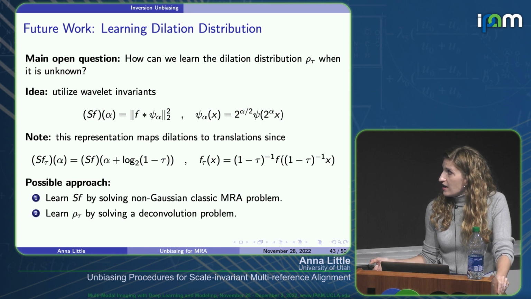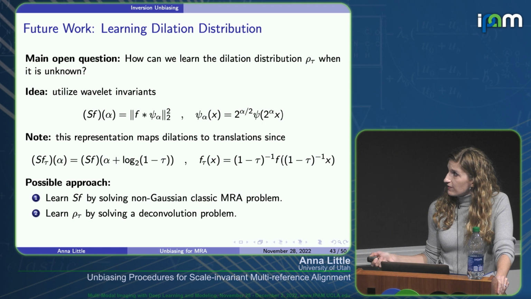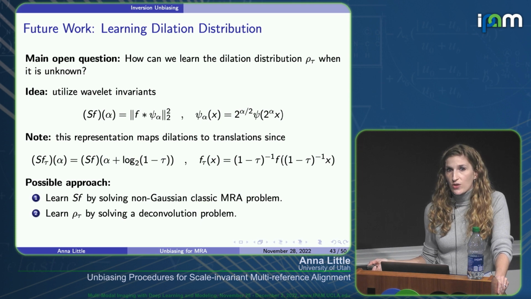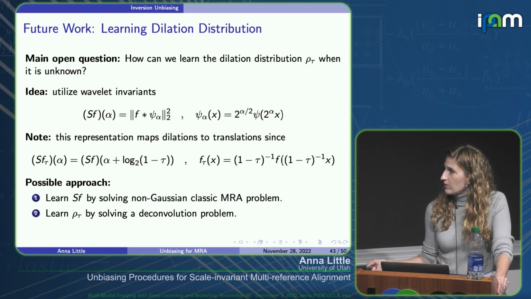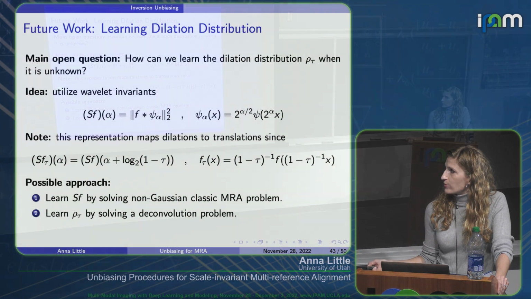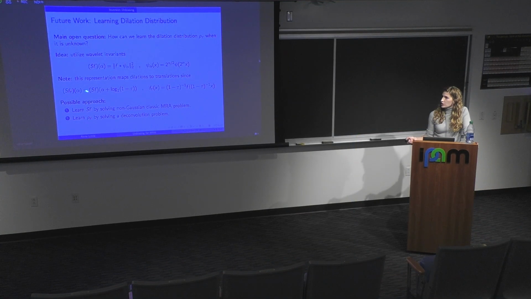The key observation there is that if we look at these wavelet invariants at an exponential scale to what we had before, then the dilations show up as a translation. So if we have this f, which was dilated by tau, that dilation now shows up as a translation in the wavelet invariant representation. A possible approach would be to learn these wavelet invariants by solving a non-Gaussian classic MRA problem, and then learn the dilation distribution by solving a deconvolution problem. So those are some of the things we're thinking about.